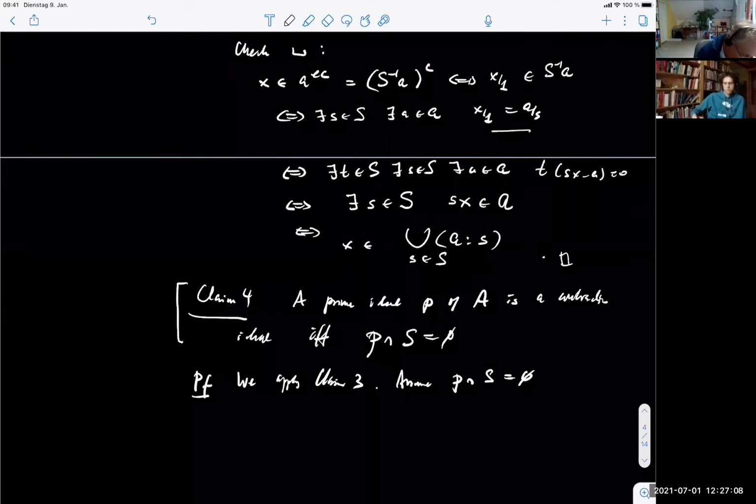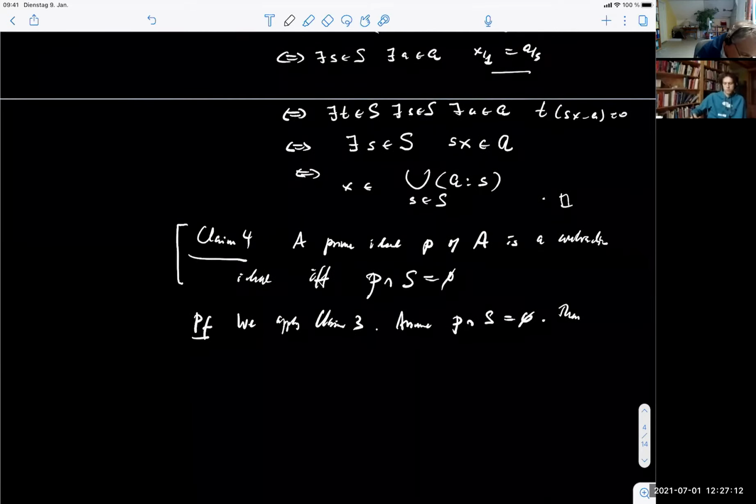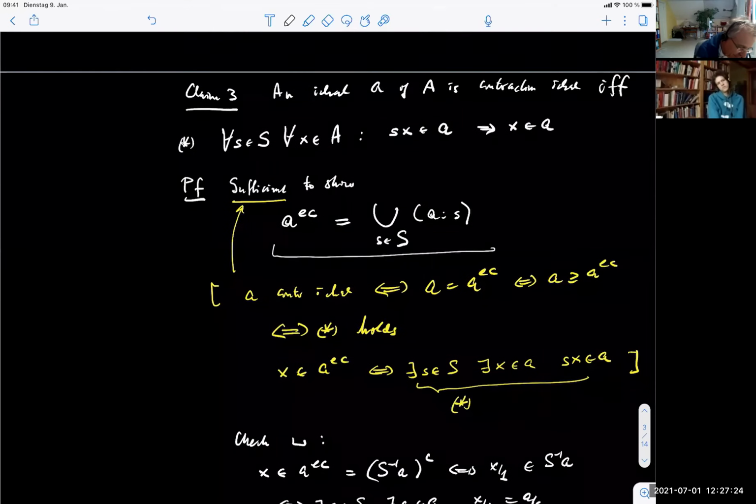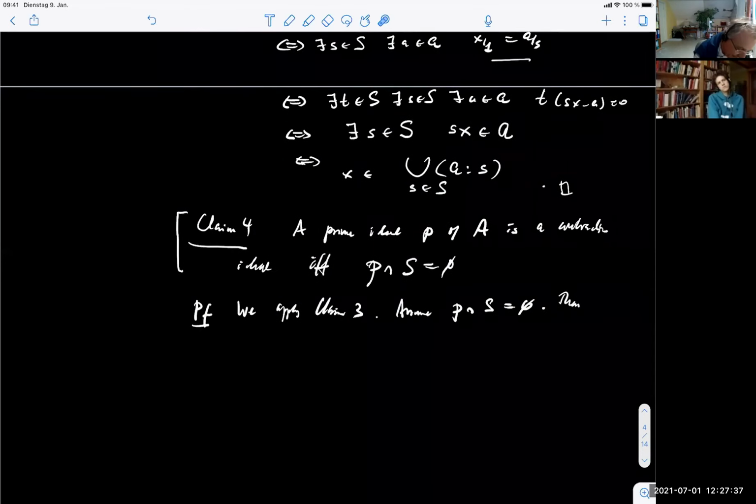Okay, so then what happens? What I want to do is check this condition. So this terrible condition. Okay, now I check this implication: Sx in P implies x in P, but this is very easy.